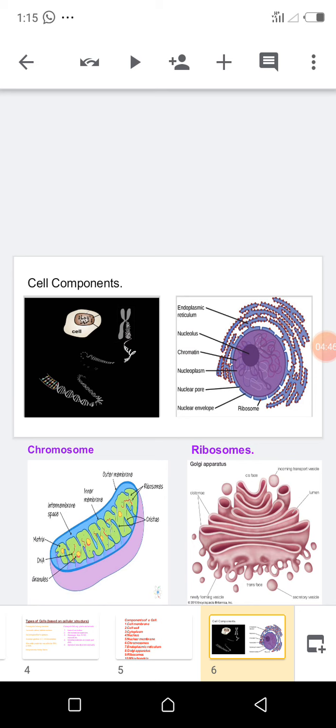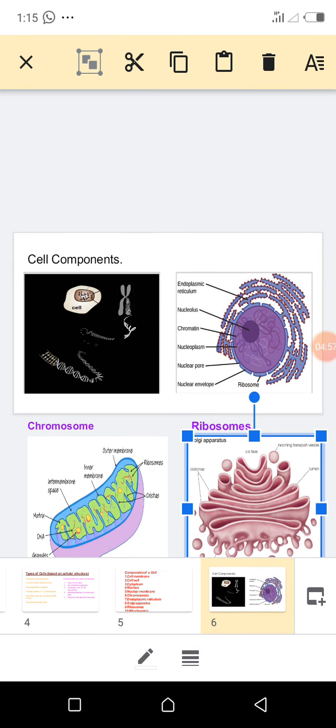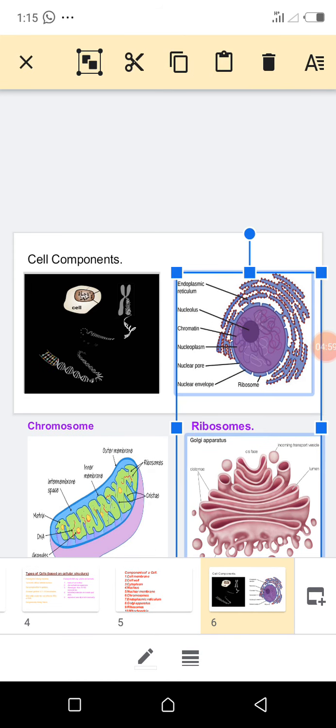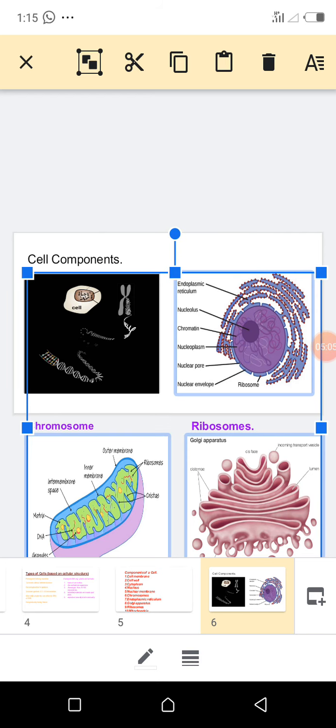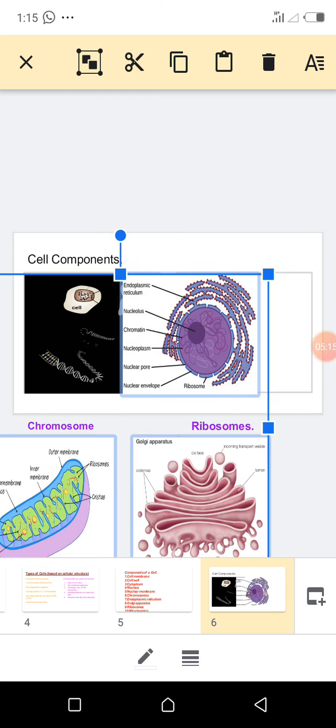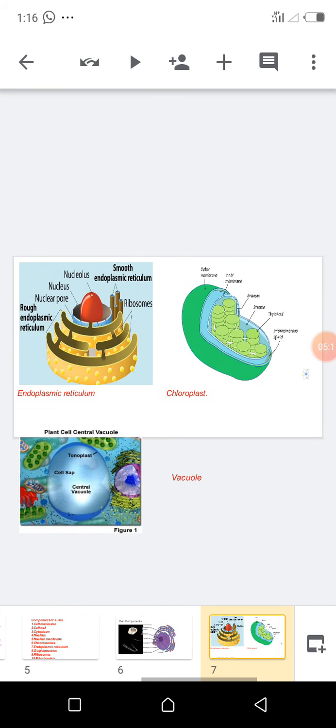So here on this slide we see pictures of cell components. There's the chromosome, the ribosomes, we have the mitochondria and the Golgi apparatus. Now, all components of the cells have their various functions. There's the endoplasmic reticulum, the chloroplasts, and the vacuole.